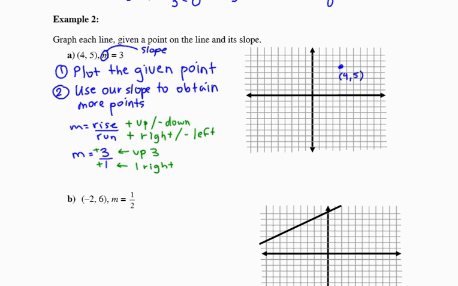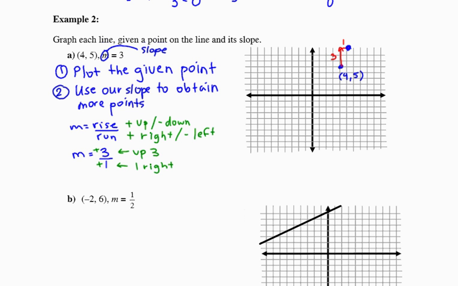So from our given point, we're going to move up 3, right 1. And that's going to bring us to our new point. Up 3, right 1.